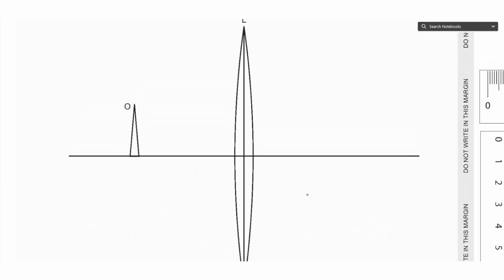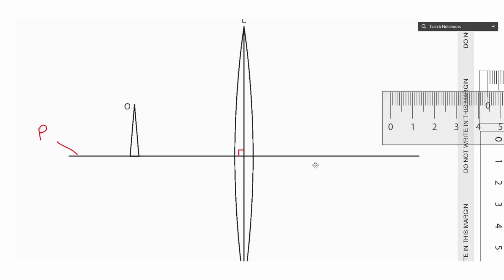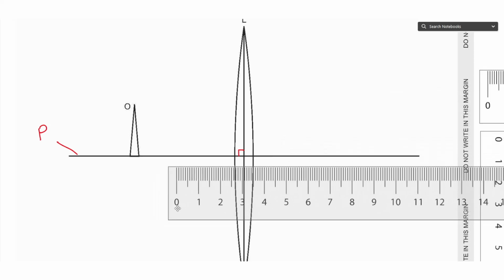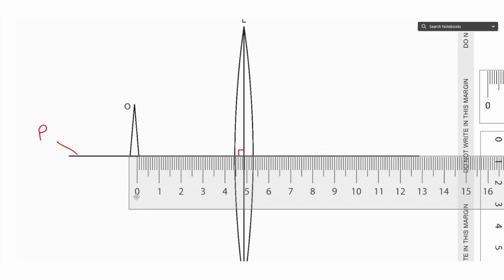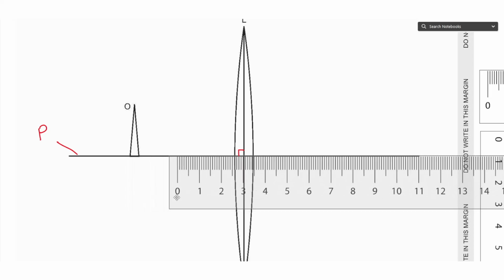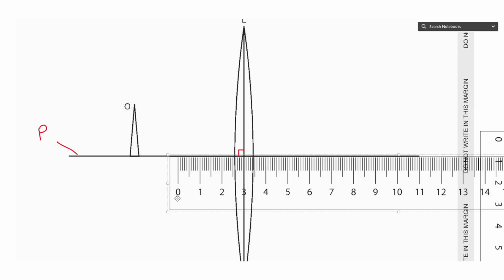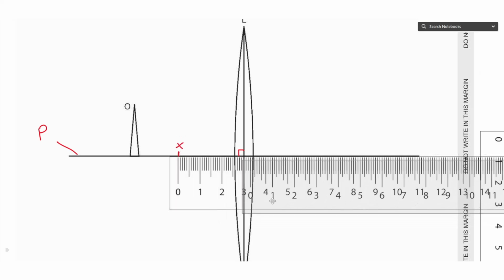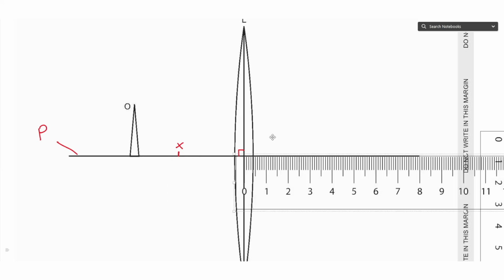So the principal axis is always perpendicular to the central line of the lens. So this is the principal axis, and we use a ruler to measure the distance. So we have 3 centimeters either side. This is the object at a distance of 5 centimeters. We measure 3 centimeters from either side. So this could be a focal point X, or on the other side we can measure 3 centimeters and this point can also be labeled X as the focal point.